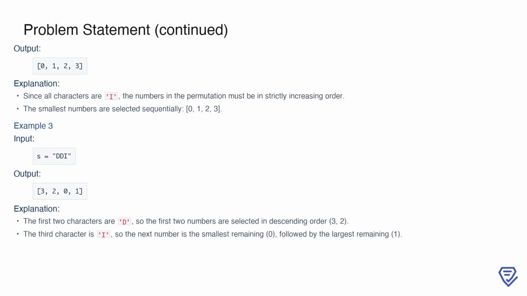Now, consider another example where the input string is III. Here, all the characters in S are I, meaning the permutation must be in strictly increasing order. Starting with the smallest available number, we sequentially select 0, 1, 2, 3. Since there are no D characters, there's no need to choose any numbers in descending order. The result is 0, 1, 2, 3, which satisfies the increasing pattern defined by the string.